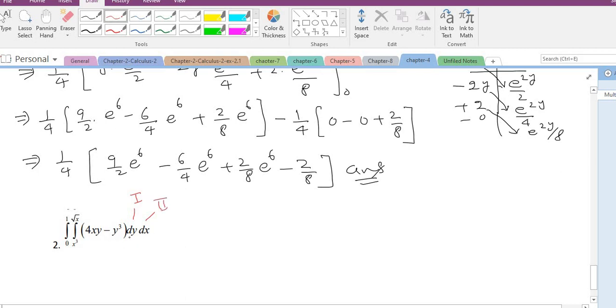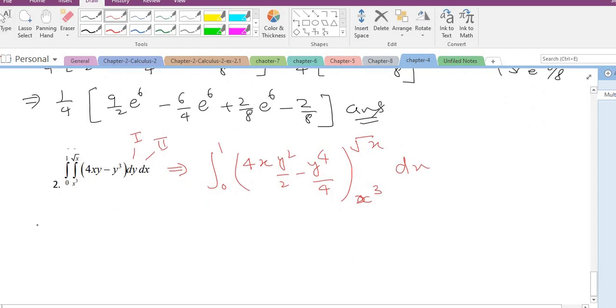While you are trying to integrate with respect to y, x will be treated as constant. So it means 0 to 1, this limit for x, and integrate this with respect to y. So 4x times integration of y means y square by 2, minus integration of y power 3 means y power 4 by 4, and use the limit x power 3 to root of x, dx. You integrate already with respect to y. Now use the limit and simplify it.